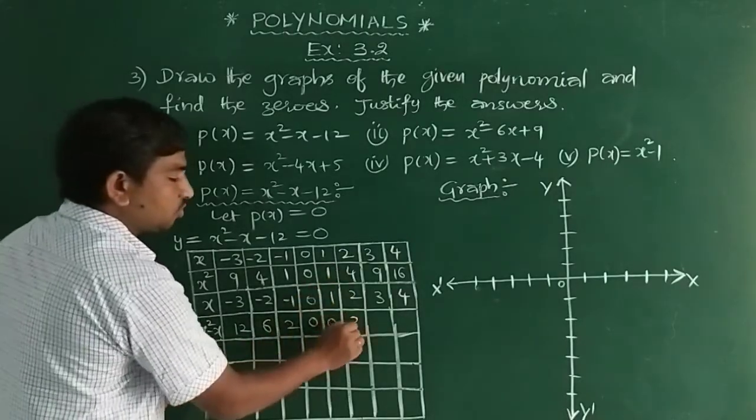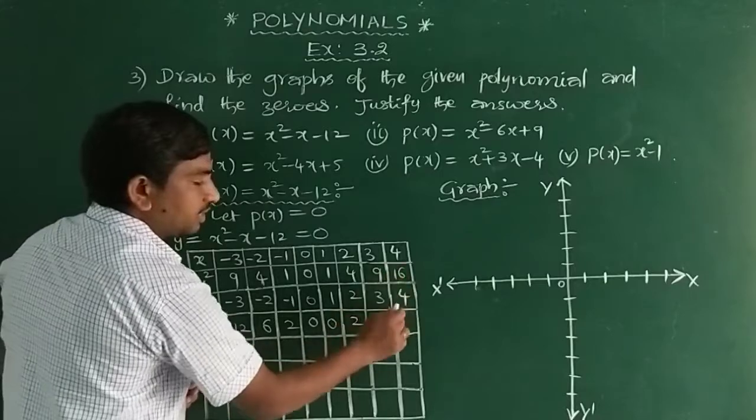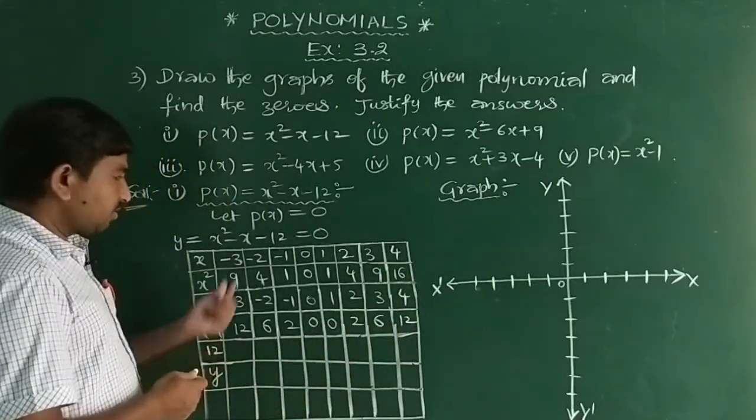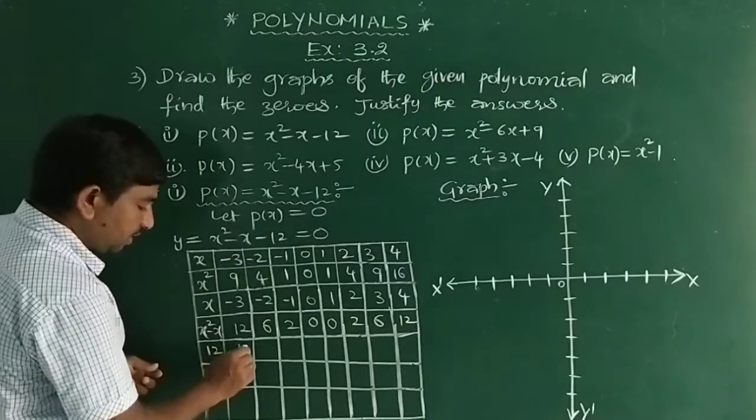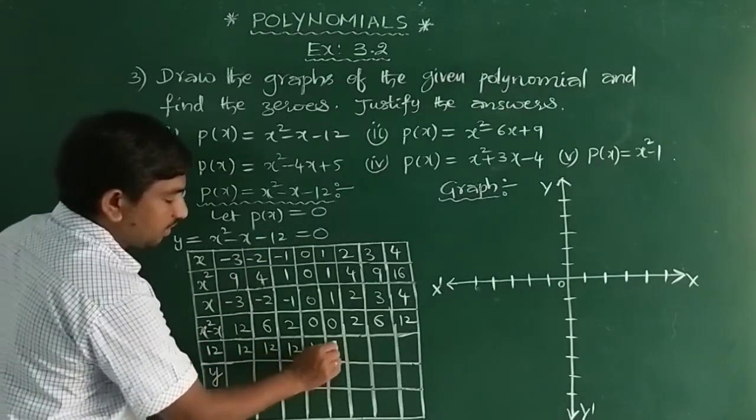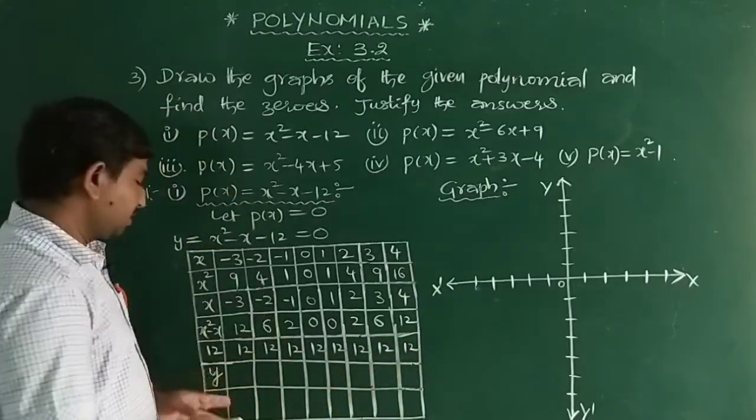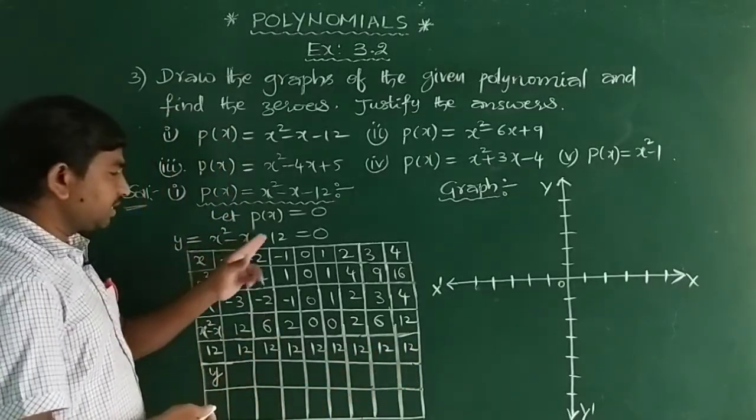So 4 minus 2 is 2, 9 minus 3 is 6, 16 minus 4 is 12, as is you should write. Now what is the constant term? This is 12, so 12 as you should write for all of these. There is no x variable, so no need to substitute.